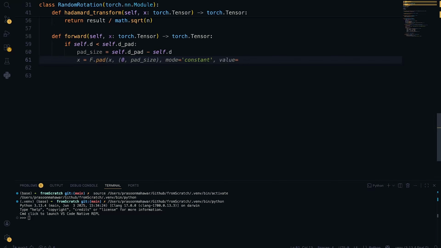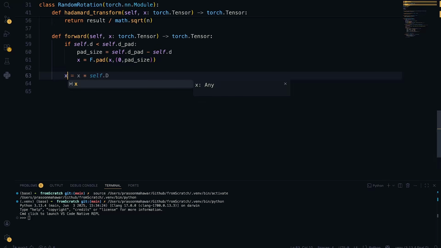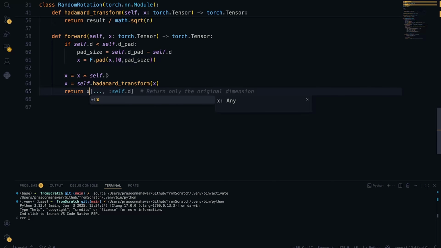And x equals f.pad from the torch functional library. That will be x comma 0 comma pad size. And then we apply random sign flips, that is x equals x times self.d, and we then apply Hadamard transformation, and we finally return the x.